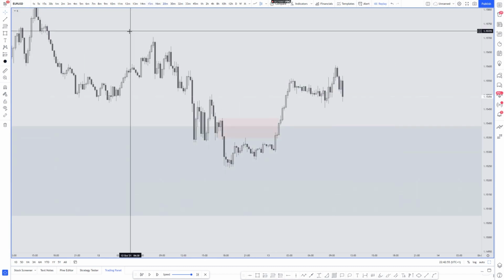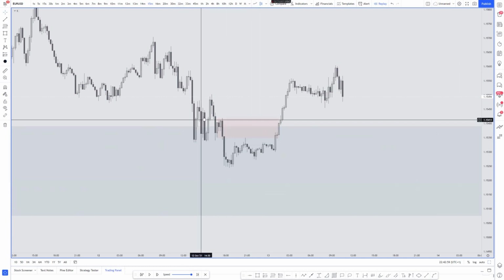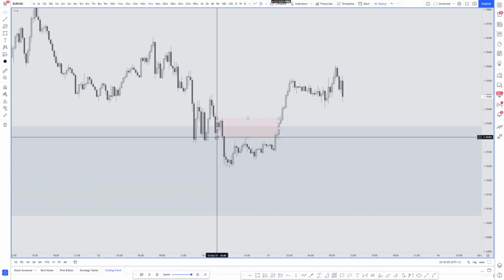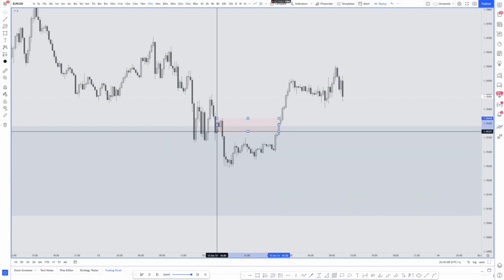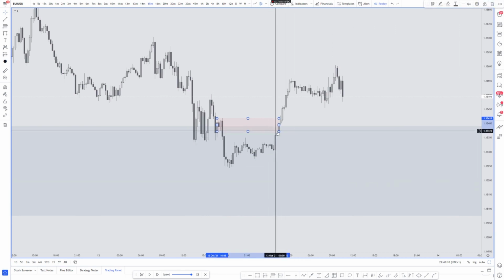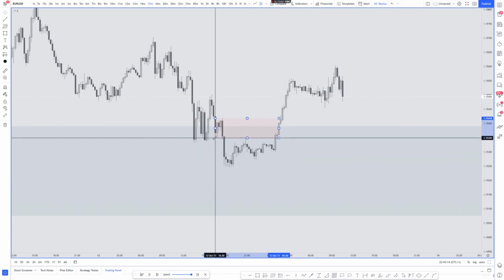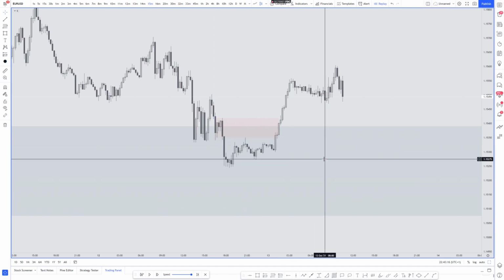I cycle through time frames between 10-minute, 15-minute, 20, and 30 to get a cleaner POI sometimes. But I always pay attention to how something reacts. For example, if I have a zone pulled like this, but I can see a reaction underneath it, to me, obviously, a bigger range is in play here. Now, with that in mind, I want to talk about our change of character.